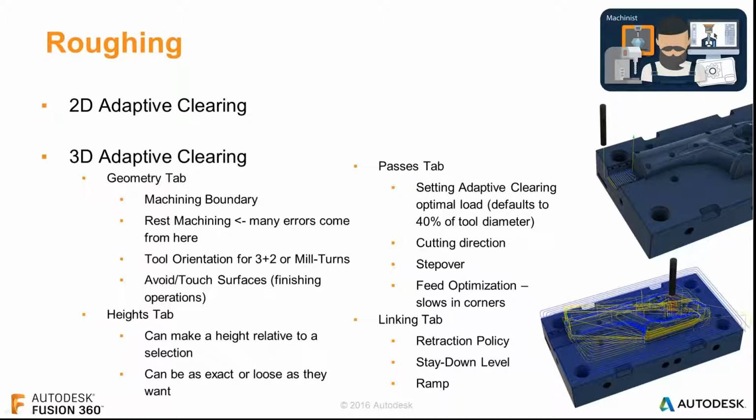So there's a few tabs that we will need to look at. The geometry tab, which will allow you to define what the boundary is if there is rest machining. So if you're starting from a partially finished part, you can say rest machine, so it will only look for geometry that hasn't been removed. You can also set your tool orientation if you are doing 3+2.